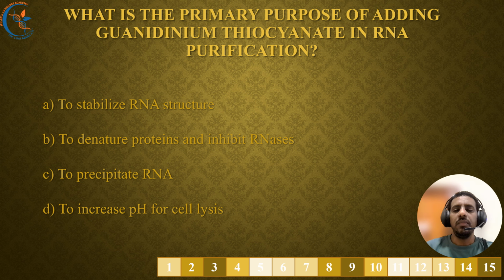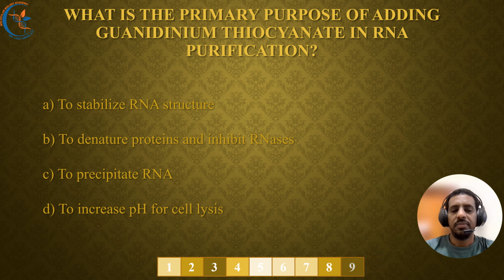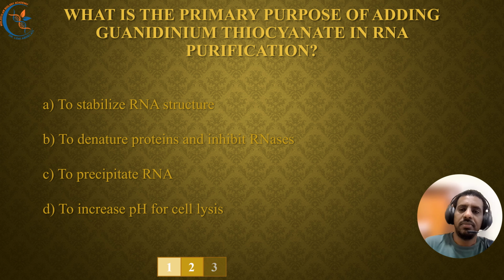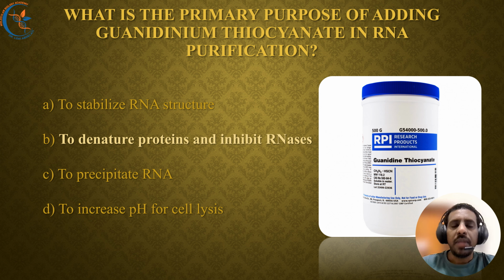Let's continue. All right. What is the primary purpose of adding guanidinium thiocyanate in RNA purification? The correct answer here is to denature proteins and inhibit RNases. Actually, guanidinium thiocyanate is considered a chaotropic agent that disrupts protein structure, inactivates RNases, and helps release nucleic acid from cells.